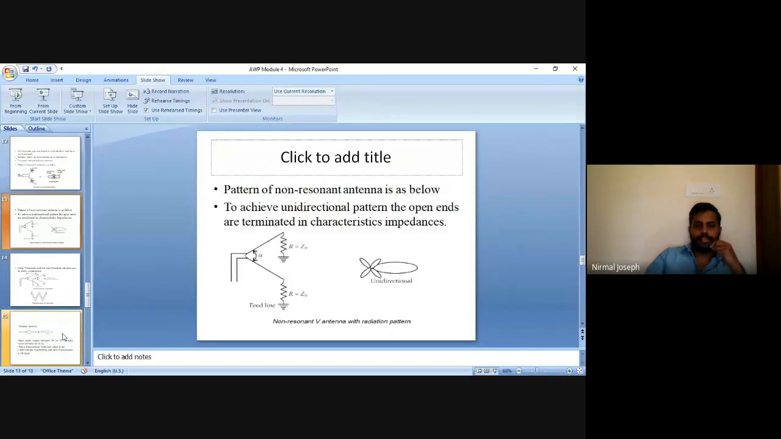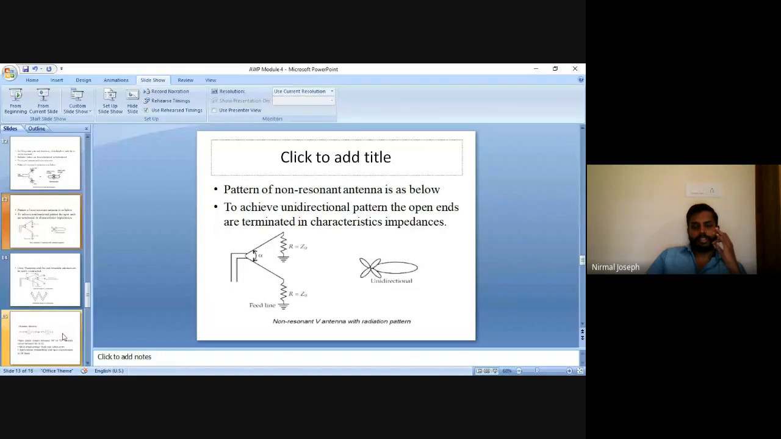Next one, non-resonant antenna. In a non-resonant antenna, what do we have to see? The antenna is a V antenna only. Just terminate it with characteristic impedance. That's all. Just terminate the antenna with characteristic impedance. All other things are the same.